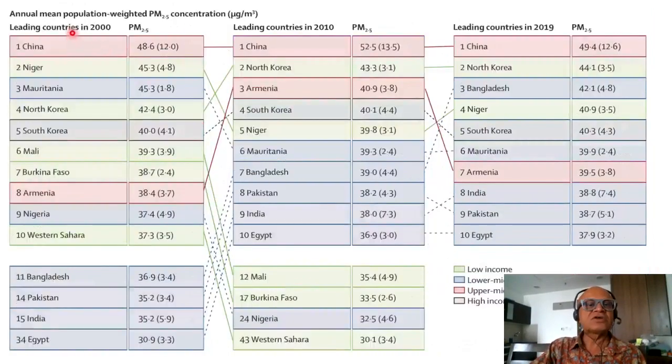So going back to this one here, you can see annual mean population weighted PM2.5 concentration. Leading countries in 2000, number one was China. In 2010 it was still China, in 2019 it was still China, and the numbers went down a little from 2010 to 2019, but not much. Niger was bad in 2000, but went down to number 5 by 2010 and up to 4. If you look at other countries, India was at number 15 here, but it jumped to number 9 by 2010 and number 8 in 2019. So not really systematic improvements as such. Egypt, for example, went from 34 to number 10 in 2010 and remained at number 10 in 2019.